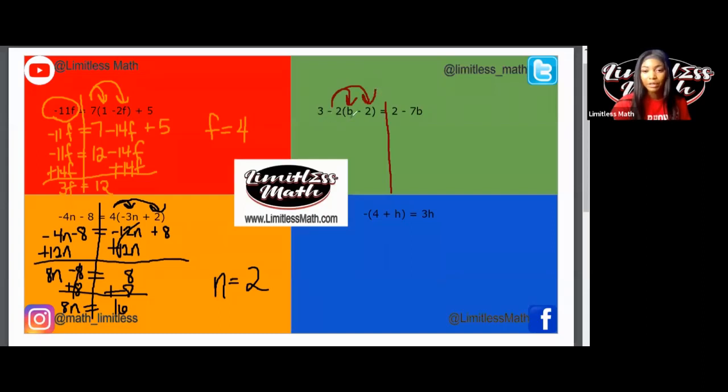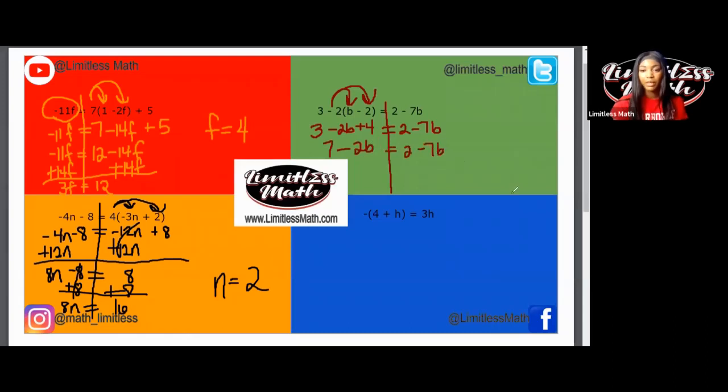Negative 2 times b is negative 2b. And negative 2 times negative 2 is positive 4. So make sure you take that negative through there as well. Don't forget it. And bringing everything else down. Now here, we can still simplify this side. We have a 3 and a 4 that can combine. That will give us 7. The 2b, we just bring it down.